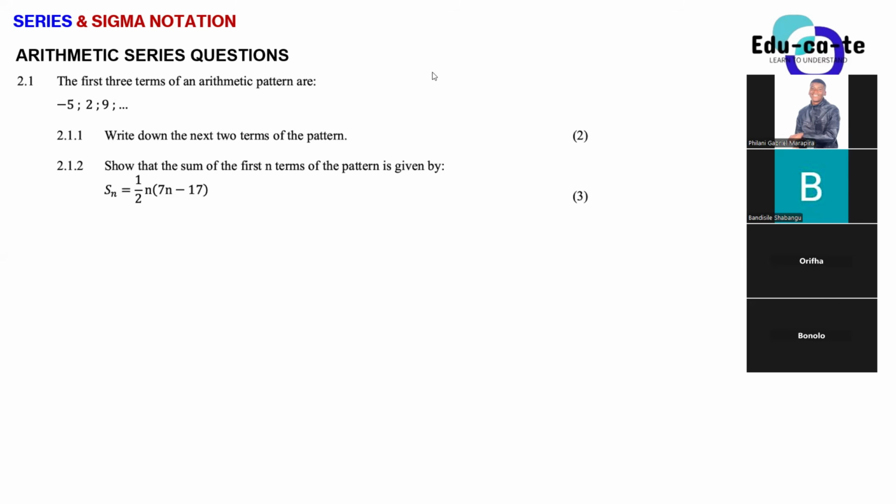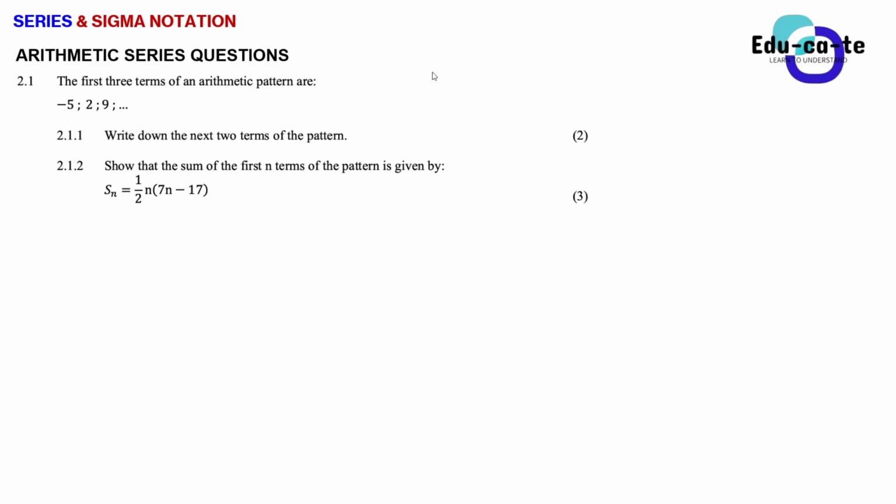So let's do the questions based on arithmetic series, guys. Simple arithmetic series before we start with the sigma notation, right? Let's say the first three terms of an arithmetic pattern are -5, 2, and 9. All right, so these are the first three terms of an arithmetic pattern. Write down the next two terms of the pattern. What are the next two terms of the pattern, guys?